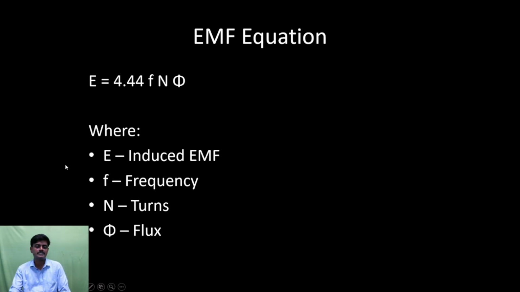So here I am describing each and every term. E is the induced EMF, f is the supply frequency, N is the number of turns of the transformer winding, and phi is the magnetic flux.